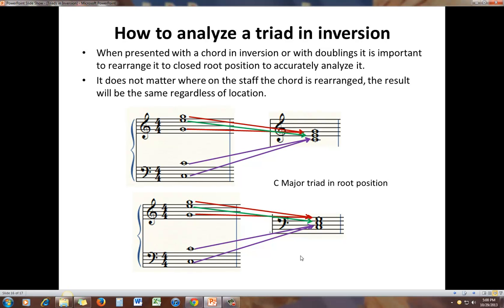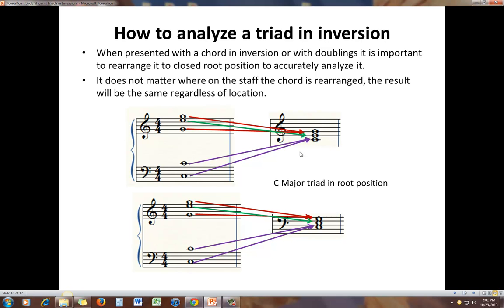Now, how to go about analyzing a triad which is in inversion. When you are presented with a chord in inversion or with doublings or both, it is important to rearrange this chord until you get to a closed root position triad to be able to accurately analyze it. It doesn't matter where on the staff you do this rearranging, because this is just working it out on scratch paper. It has no implications for the real triad. This is just thinking on paper, like showing your work in math.